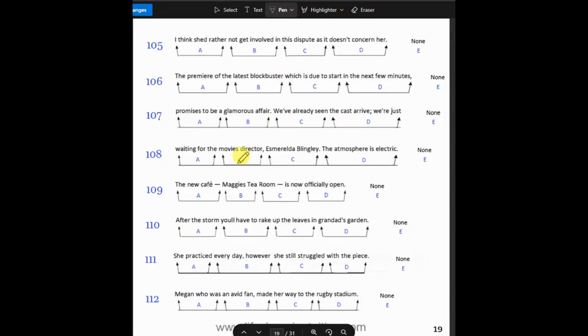Question 108. Waiting for the movie's director, Esmeralda Blingley. The atmosphere is electric. So this is possessive. The movie's director. So there should be an apostrophe between the movie and the s. So option B is the error.